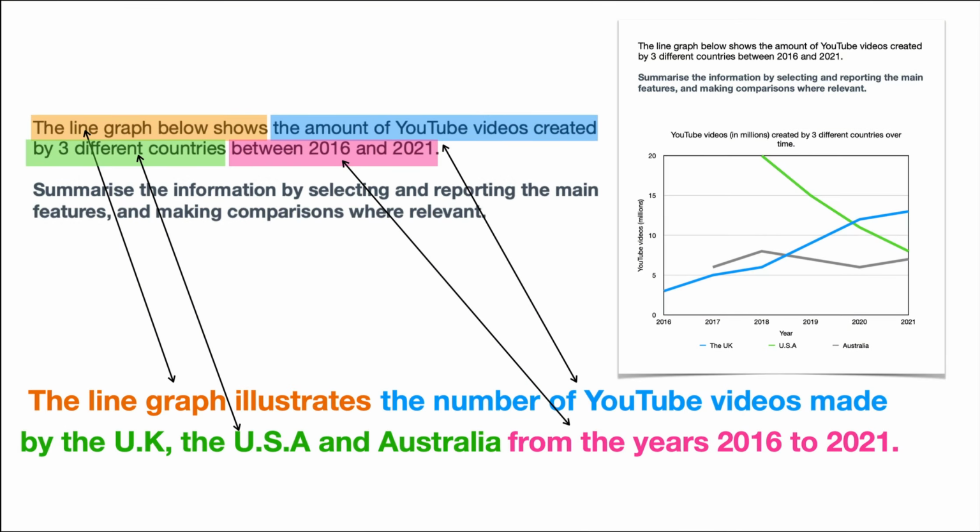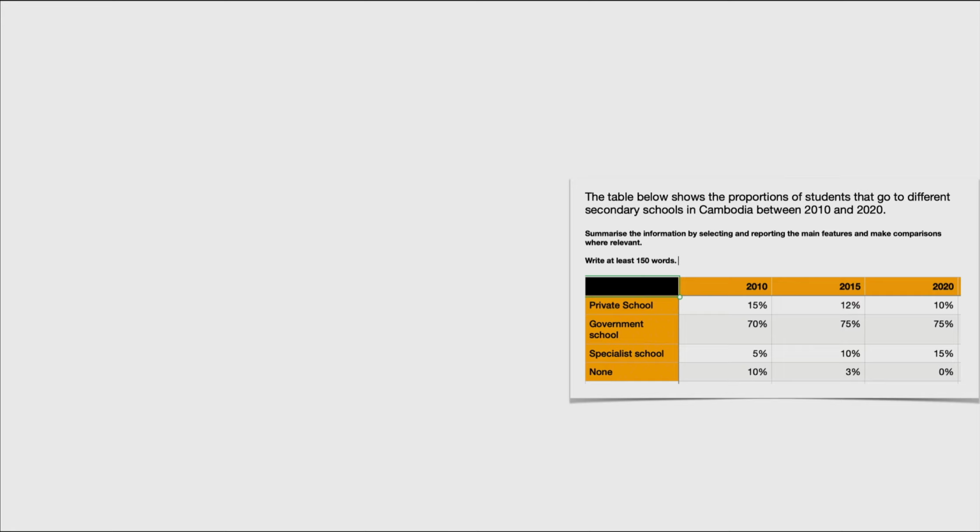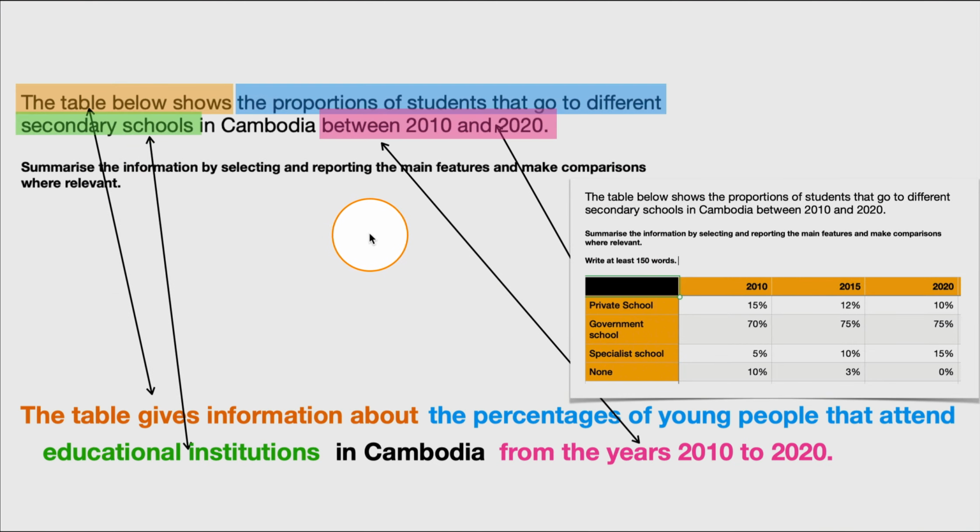Let's now look at an example for the table. So here we can see the table. The table below shows the proportions of students that go to different secondary schools in Cambodia between 2010 and 2020. Once again, summarize the information by selecting and reporting the main features and make comparisons where relevant. So my introduction here is the table gives information about. So I've changed the table below shows to the table gives information about.